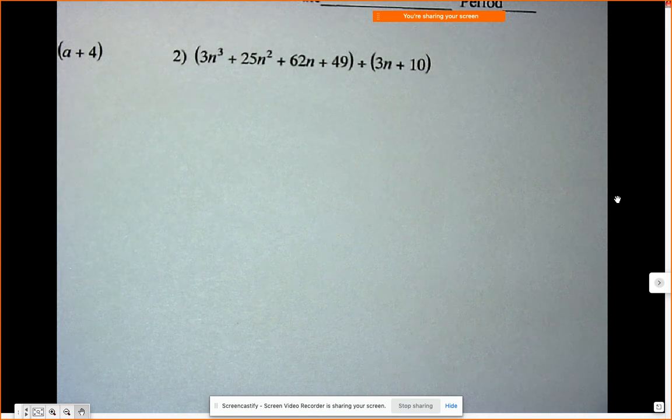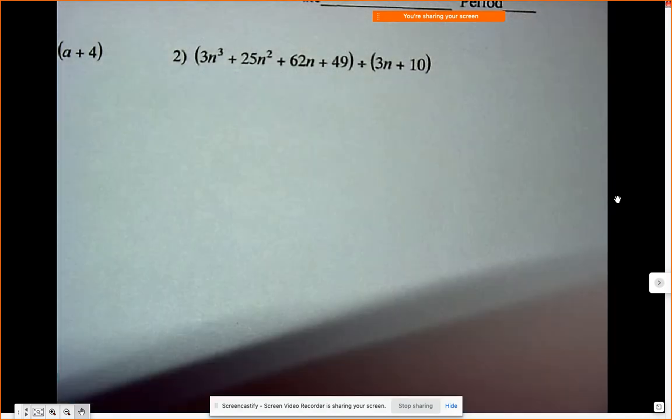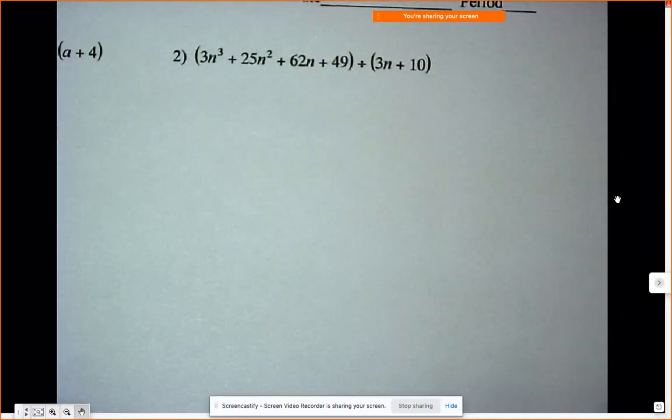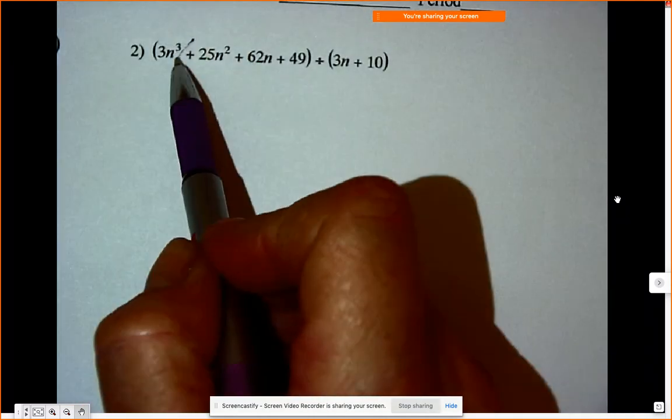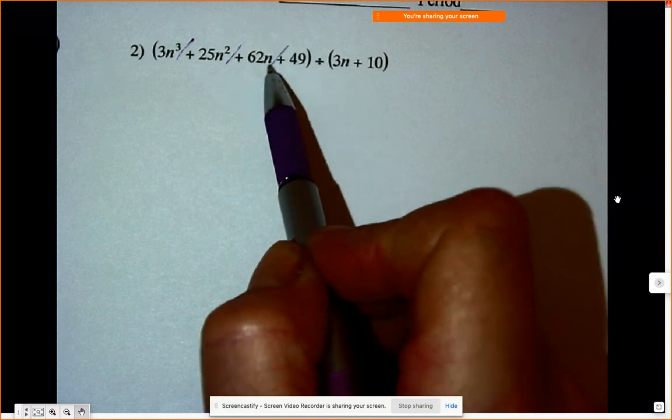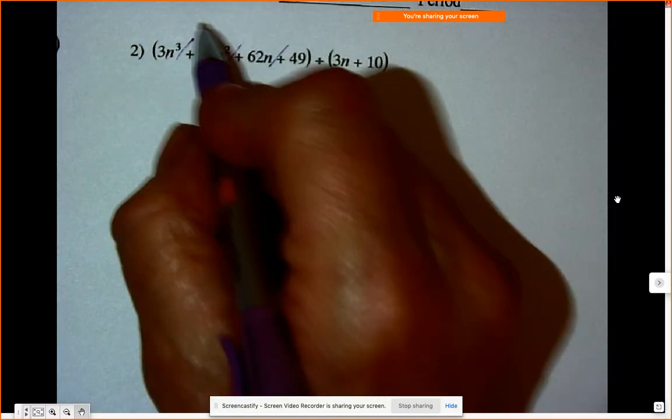Okay, let's go ahead and we're going to do this the box style. All right, so I need to figure out how many terms are here. So I just go across and put my little slashes. And I see I have 1, 2, 3. There are 4 terms here.